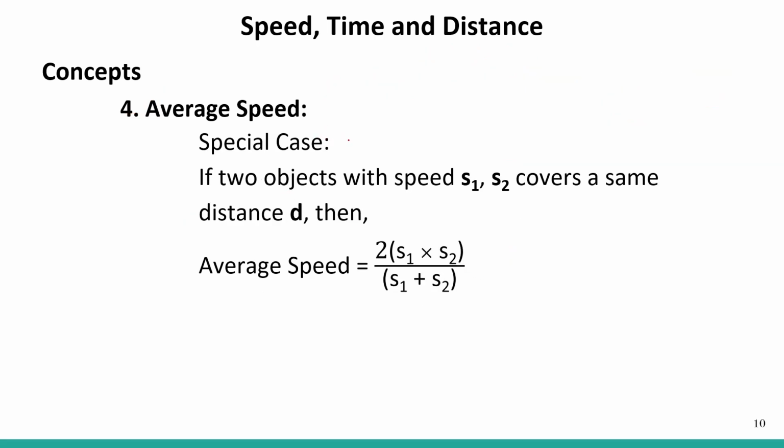So let's see a special case. If two objects with speed s1 and s2 cover the same distance d, then their average speed will be 2 into s1 into s2 whole by s1 plus s2. If they cover the same distance with two different speeds, that is s1 and s2.